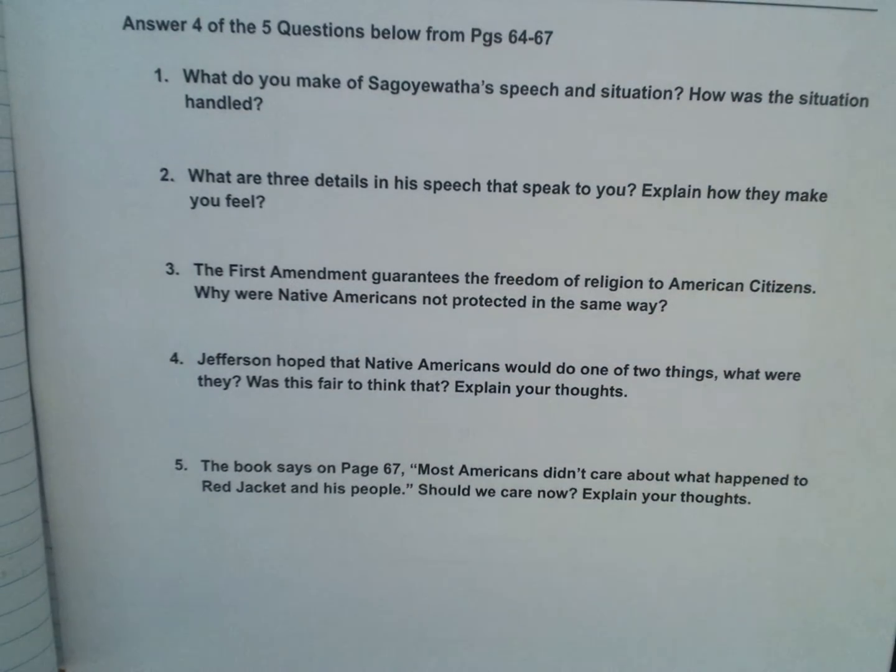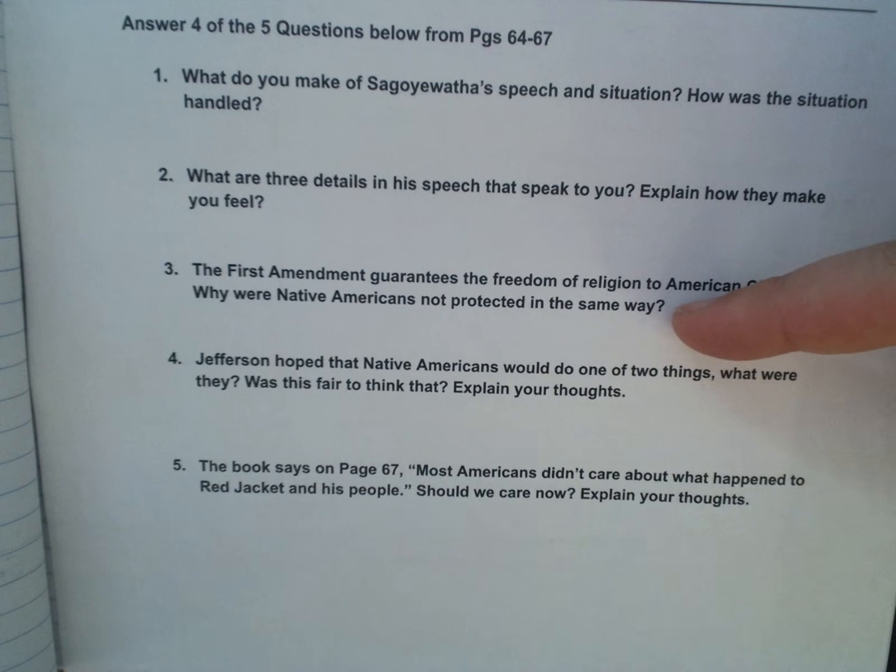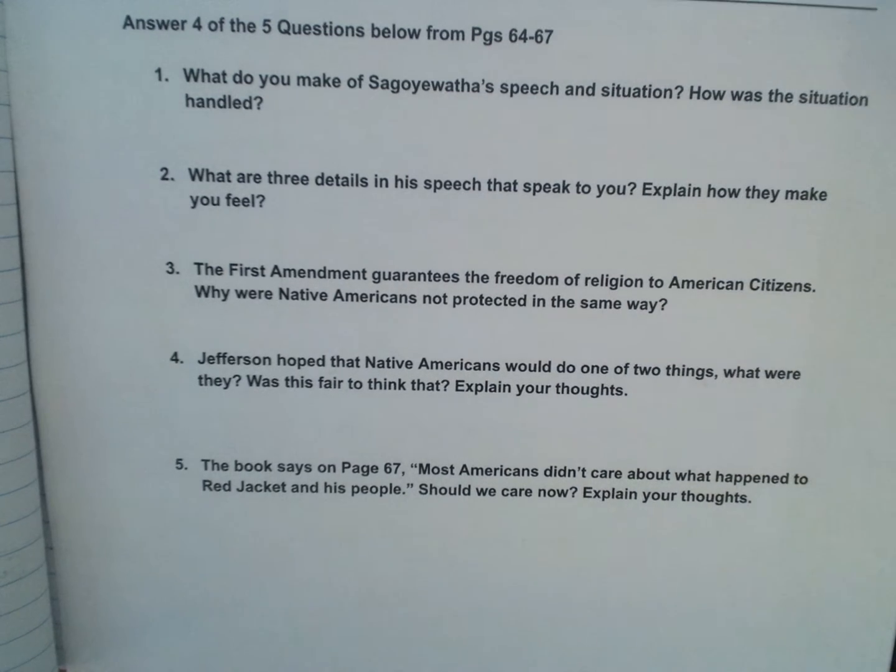Number 3, the First Amendment guarantees the freedom of religion to American citizens. Why were Native Americans not protected in the same way? Number 4, Jefferson hoped that Native Americans would do one of 2 things. What were they? Was this fair to think that? Explain your thoughts. Finally, number 5, the book says on page 67, most Americans didn't care about what happened to Red Jacket and his people. Should we care now? Explain your thoughts.